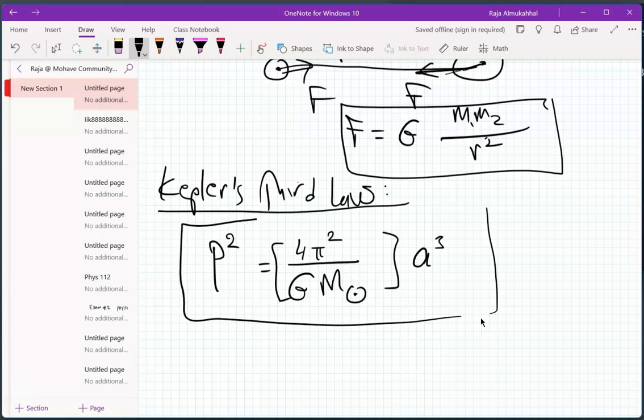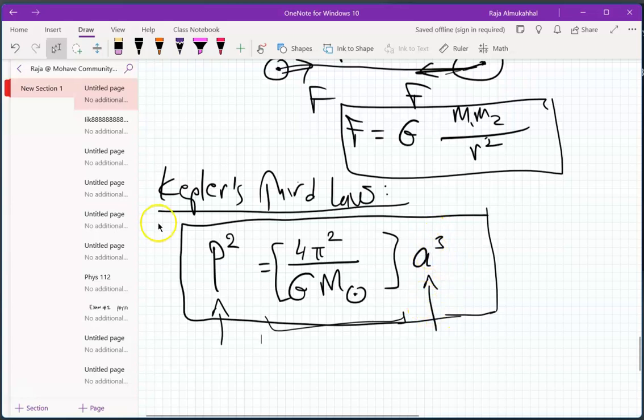This is basically, as you can see, nothing, I mean, there is the P squared and there is the a cubed. The only thing is that there is this constant. See, that's just a constant. The mass of the sun is a constant. The G is a constant, the universal gravitational constant, which is 6.67 times 10 to the negative 11, and then you get 4 pi squared. So the whole thing is a constant. But the catch, the difference between them, is this.